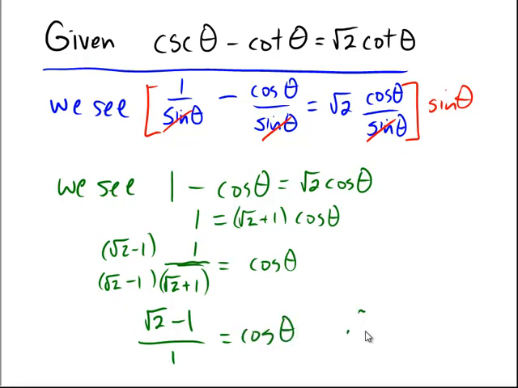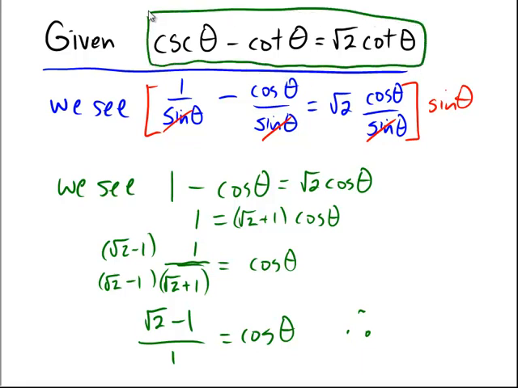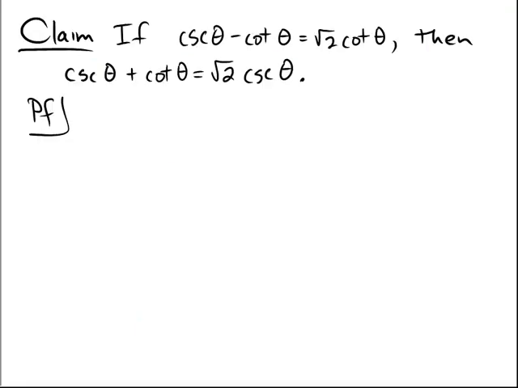So therefore, we're just really concluding here that if cosecant theta minus cotangent theta equals rad 2 cotangent theta, we actually get to conclude that the cosine of theta is equal to radical 2 minus 1. Alright? So, if cosecant theta minus cotangent theta equals rad 2 cotangent theta, then we can show that cosecant theta plus cotangent theta equals rad 2 cosecant theta.